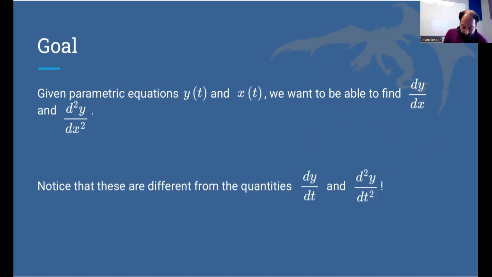It's very important to be looking at what is the variable we're talking about when we're talking about derivatives, because now there are a few floating around. Okay, so how do we do this?